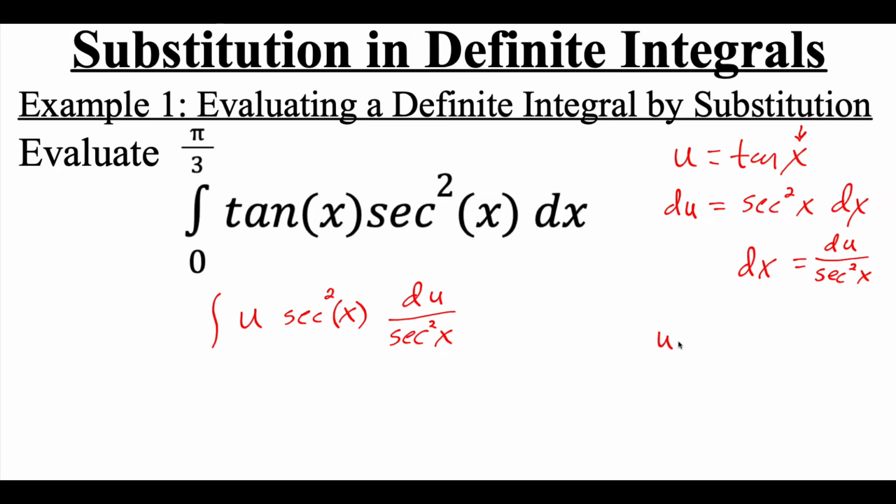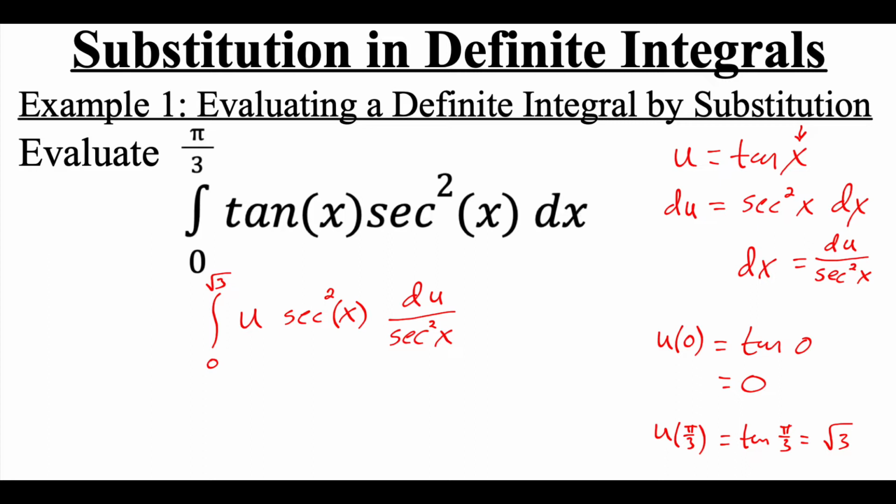So if we look at u of 0, because that's the lower limit, then we're going to take the tangent of 0, and the tangent of 0 is just 0. So when we plugged in the lower limit, we got 0 as an answer. So we're actually going to replace that lower limit down here with that answer that we just got. But now we're also going to plug in the upper limit. So we're going to do u of pi over 3. So that's going to be the tangent of pi over 3. And the tangent of pi over 3 happens to be the square root of 3. So that's going to go in as our new upper limit value.